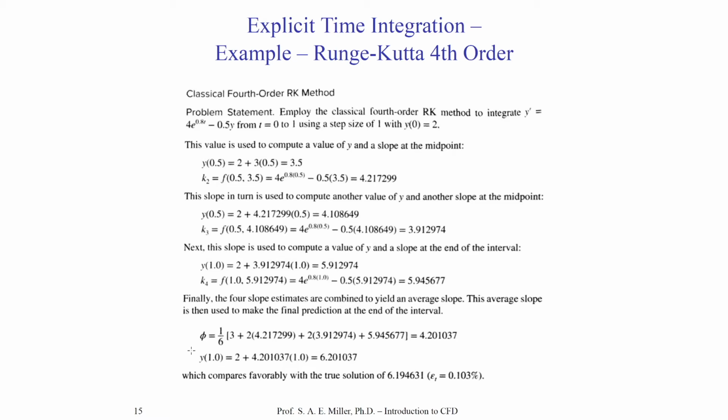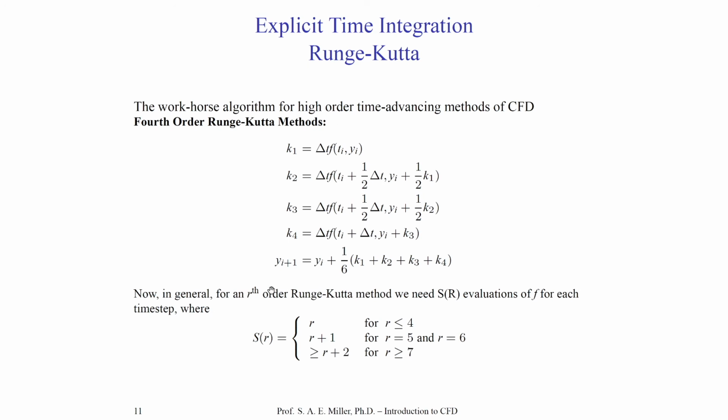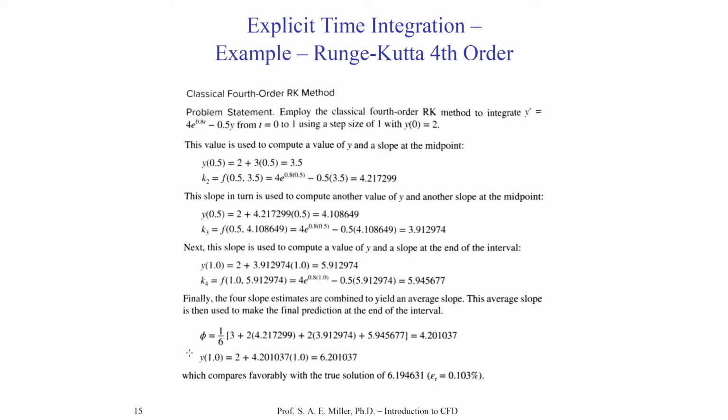We then put it in the final equation of the Runge-Kutta method, which is right here on slide 11. And we evaluate it. At time y of t equals 1, we'll then have 2 plus the right-hand side of phi, 4.201037 times the delta t, which will be 6.201037. Let's now compare that with the analytical solution as we did before. If you go through that process and recall the analytical solution is 6.194631, you'll get an error of 0.103%.